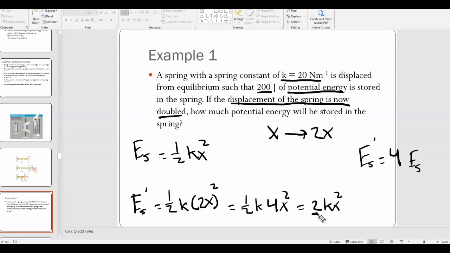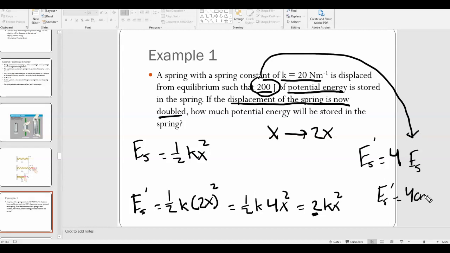Okay, some people might just see the 2 and think, oh, the answer is 2. But you have to compare the 2 to the original value of 1/2. 2 is 4 times bigger than 1/2. Okay, and now I'm done. I'm ready to answer the question because I'm actually told the original value for ES is 200 joules, and so the answer to the question is 400 joules.